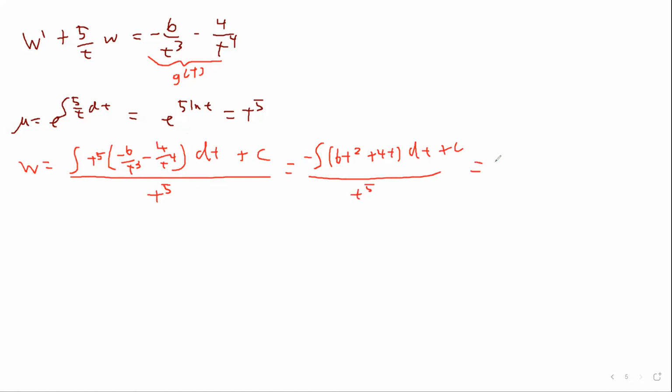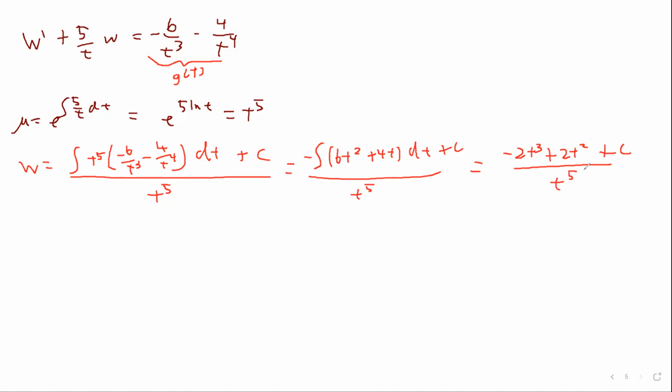This is equal to negative 2t cubed plus 2t squared plus c, all over t to the 5th. Agree? Any questions? Sorry, I feel like I've rushed a lot, but we're almost finished with W, with getting the expression for W.